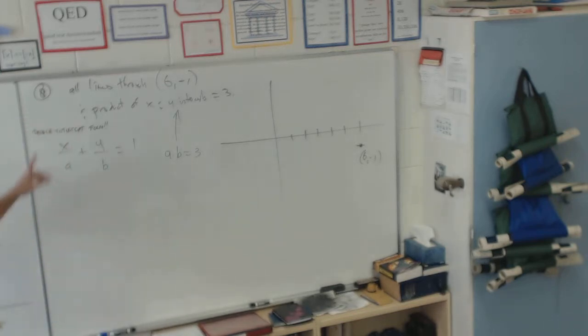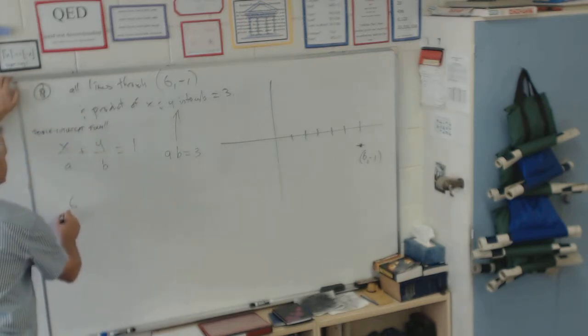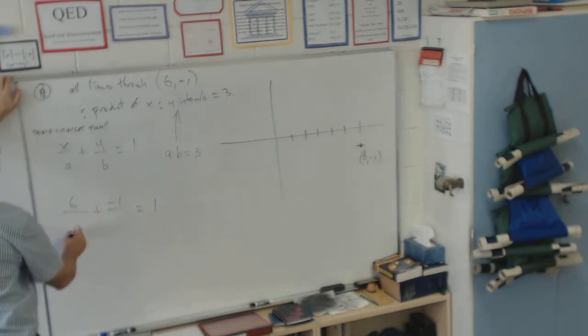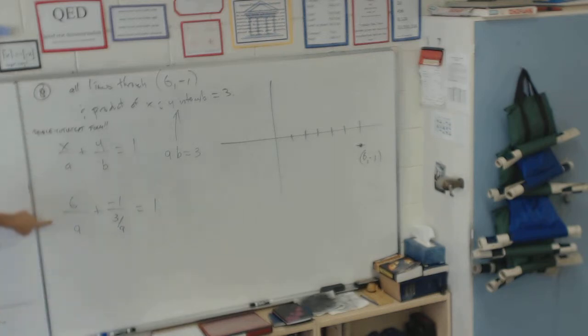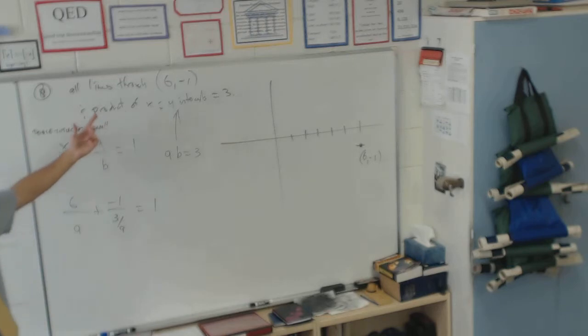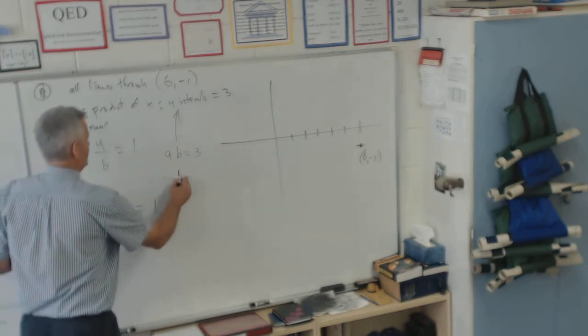Okay? They also told us it goes through the point (6, -1). So I can put 6, I can put negative 1, and instead of b, I'm going to put 3 over a. And this has to be true, because we know that it's a line. We know it has two intercepts. The product is 3. It can't be one of them. It's got two intercepts. Okay? So this equation is going to work. We know that the point (6, -1) works. And we know the product is 3. So b is going to be 3 over a.